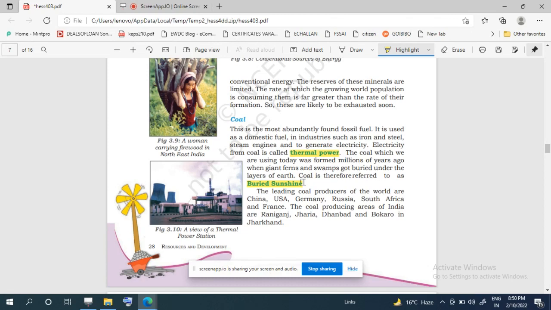The leading coal producers in the world are China, USA, Germany, Russia, South Africa, and France. These are the countries where coal is produced in a large amount. In India, the areas where coal is produced in large amount are Raniganj, Jharia, Dhanbad, Bokaro, and Jharkhand.